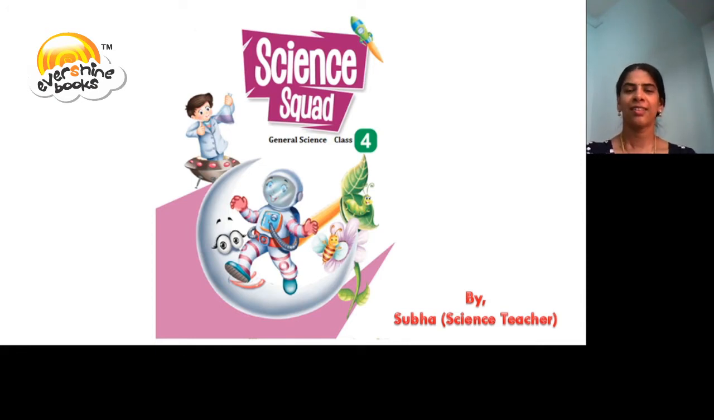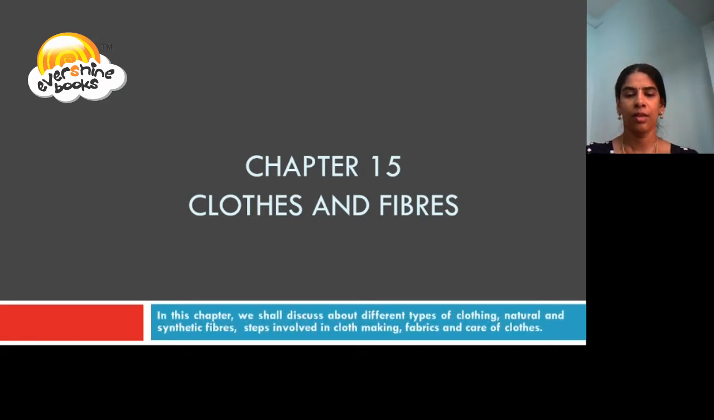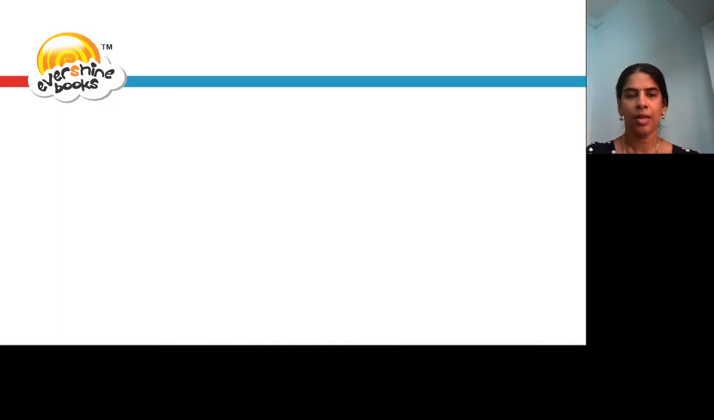Hello students, let us learn general science from the book Science Squared for class 4. Let us learn the chapter 15, Clothes and Fibers. In this chapter, we shall discuss different types of clothing, natural and synthetic fibers, steps involved in cloth making, fabrics, and care for clothes. Let us get into the chapter.